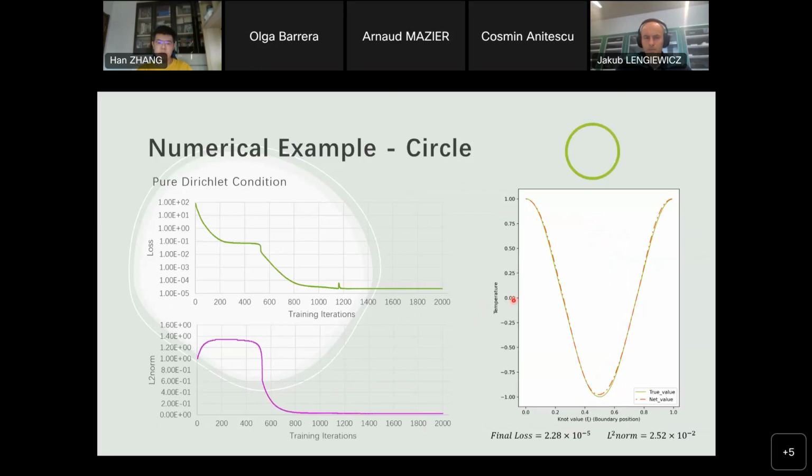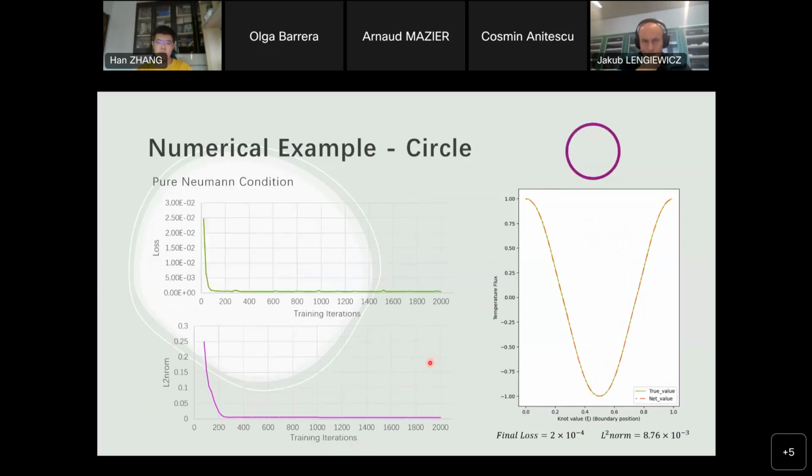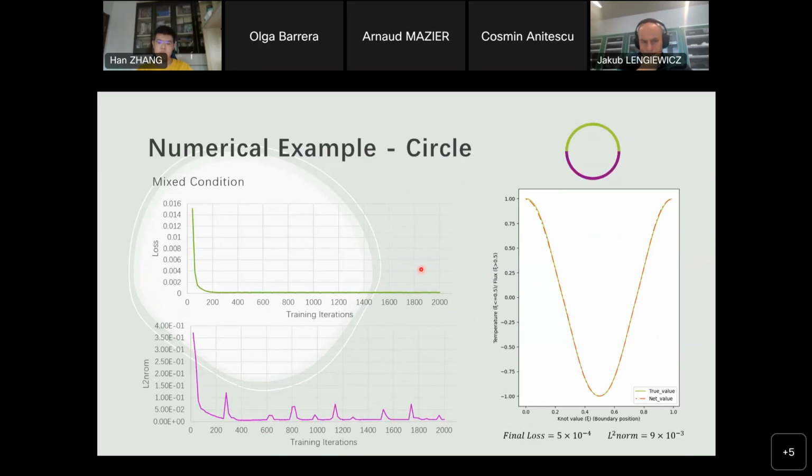Here's the performance. We initially proceeded with the pure Dirichlet condition. Here we have the convergence plot of loss and L2 norm against the training iteration. Here's the comparison plot of the result. We then proceeded with the pure Neumann condition and also the mixed condition. For the mixed condition, the upper half of the circle is Dirichlet and the lower half is Neumann. And we can see the result looks quite good.